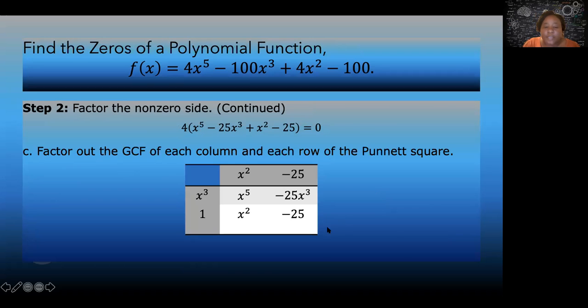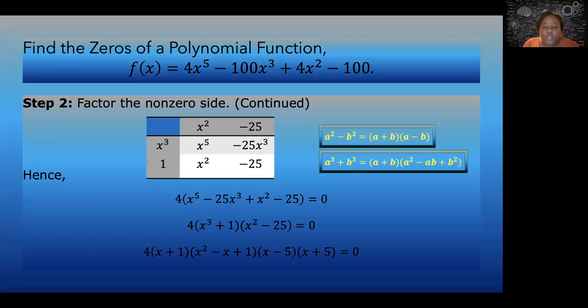Notice that when we look at the first column, we can take out x squared for our GCF. The second column, we can take out negative 25 for our GCF. For the top row, we can take out x cubed. In the bottom row, we can take out 1. That implies that we can rewrite this polynomial equation as 4 times the quantity x cubed plus 1 times the quantity x squared minus 25 equals 0.